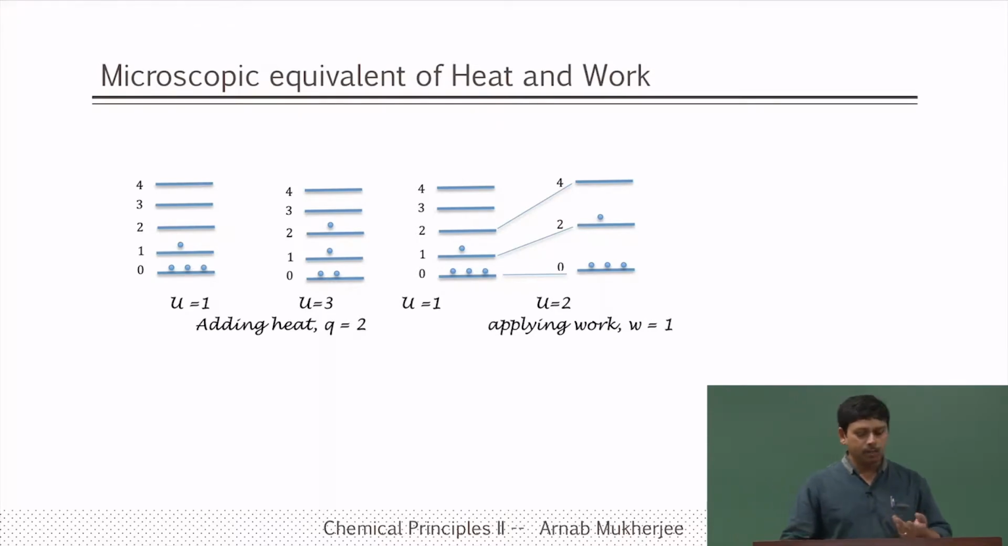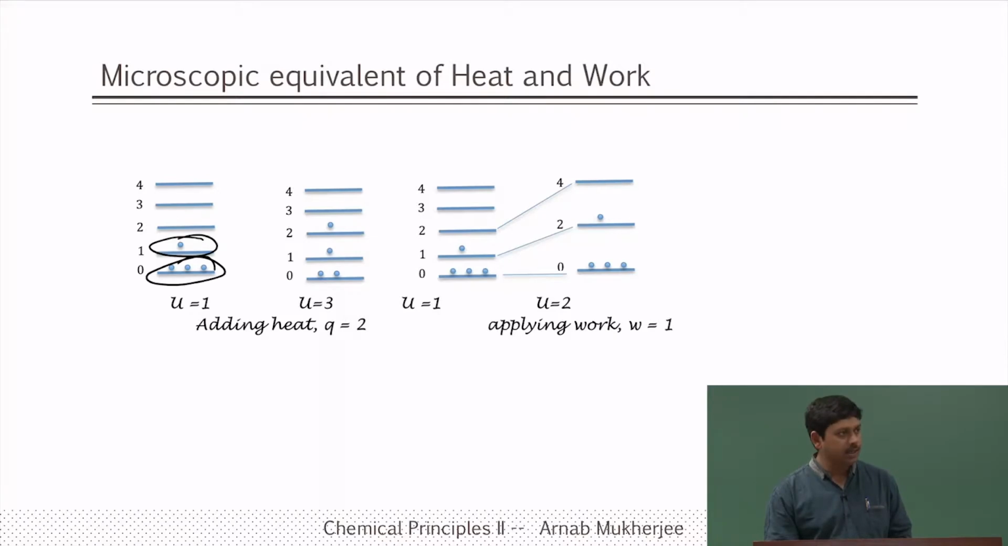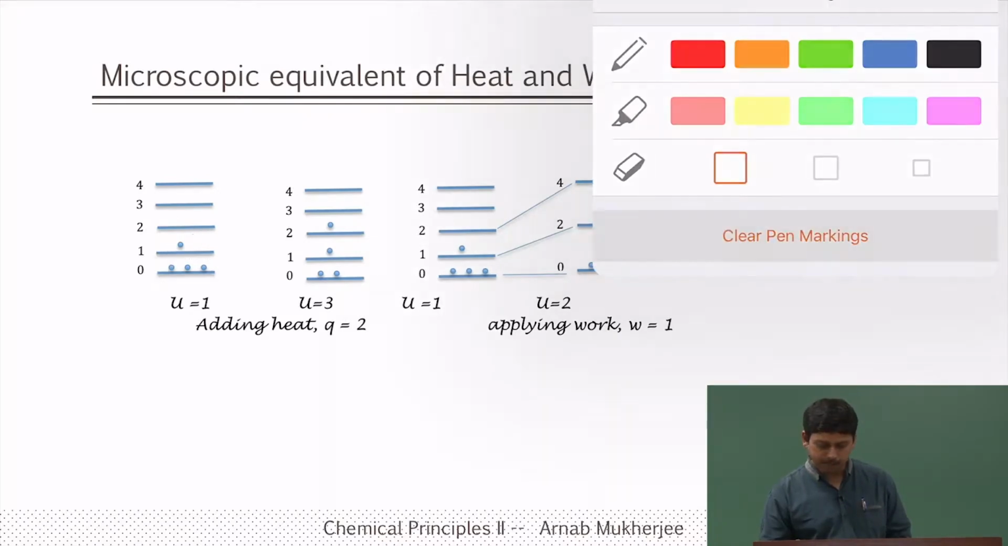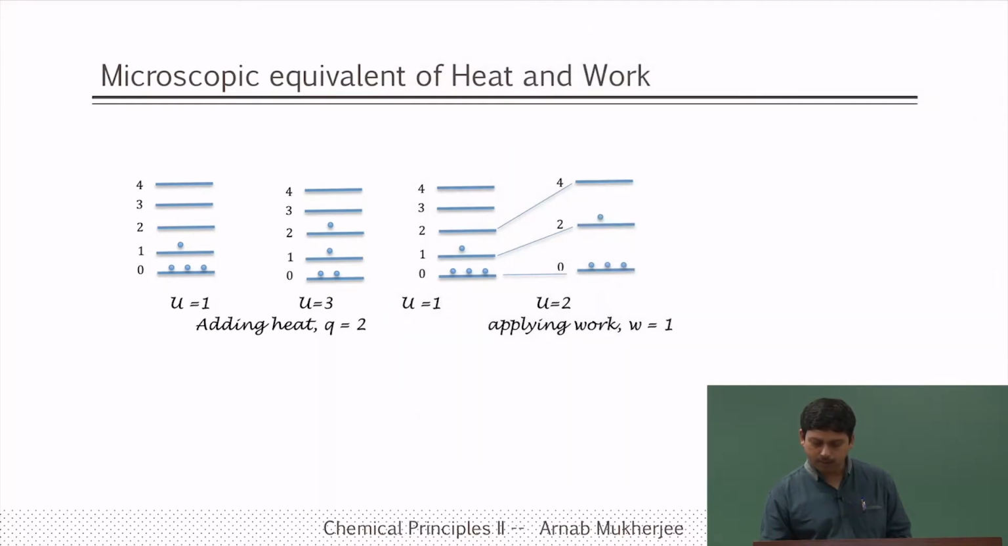So, let us say I design a very restrictive system, where there are 4 particles, 3 particles are on the ground state and 1 particle is in the excited state. Now, total energy of this particular system is how much? 1, right. Total energy of the system is 1 because 3 particles are in 0.